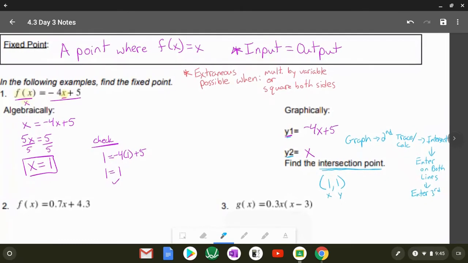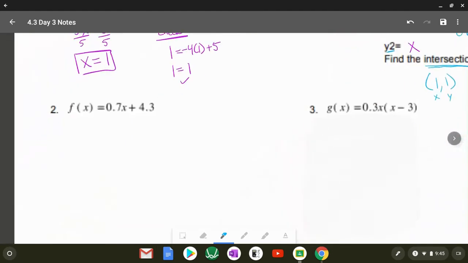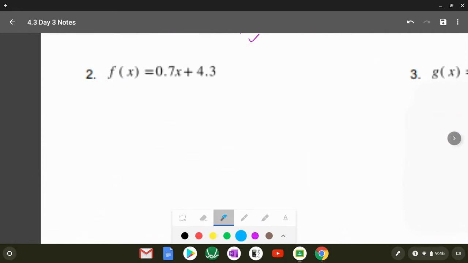For all the ones today on the notes sheet and most of the homework, you will be doing the algebraic approach. But if you did want to find it graphically to double check your work, you can do that. Moving on to number 2. Again, all we're doing today for this front half is finding the fixed points, which means that our input, which is x, has to match our output, which is f of x.